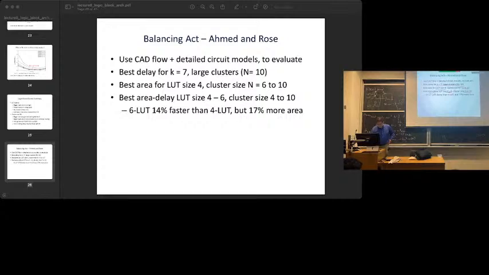Even though you've got a broad minimum here where there's not much difference in area delay, the 6 LUT is actually still significantly faster. They found it was 14% faster, but it was also bigger. The 4 LUT was slower, but the 6 LUT needed 17% more area. So area delay product, it was close, but it was at a different point. It was faster but larger. Does that make sense?